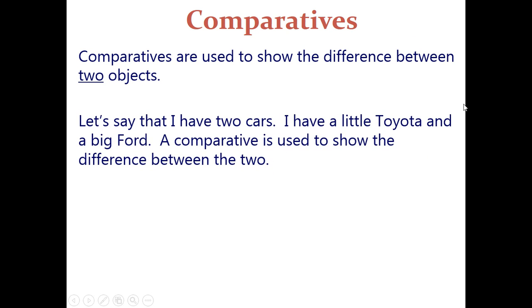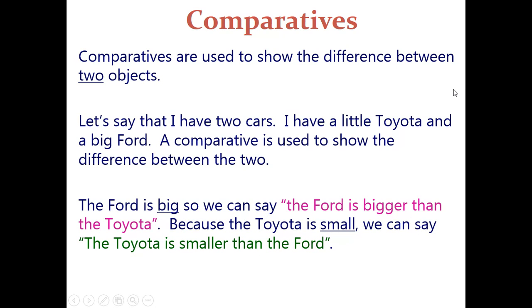So let's say, for example, I have two cars. I have a Toyota, which is a little bit smaller, and then I've got a Ford that's a little bit bigger. So I have those two items only. A comparative form should be used to show the difference between these two particular items. So, for example, I'm saying that my Ford is big. Since I'm comparing between the two, I would say the Ford is bigger than the Toyota. Again, I'm just comparing two things, the Ford and the Toyota, that's it.